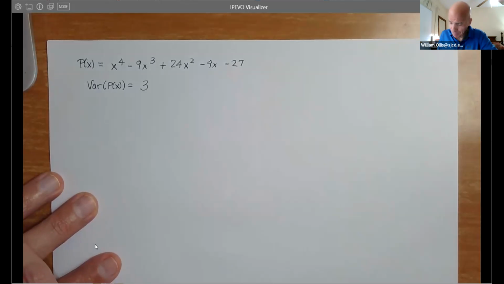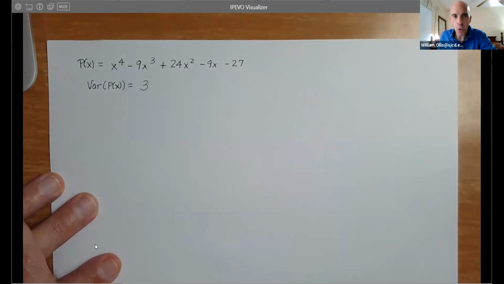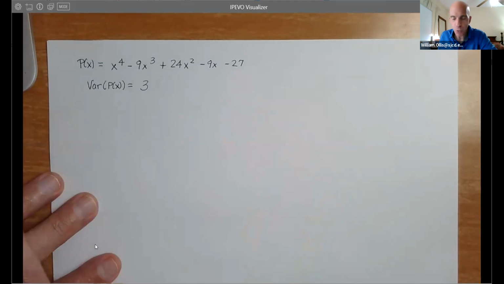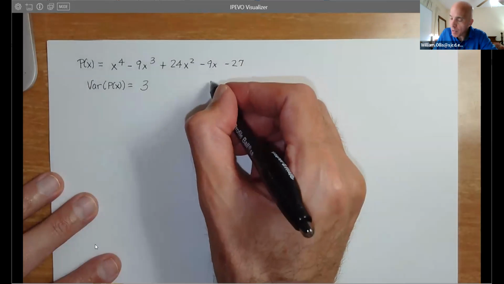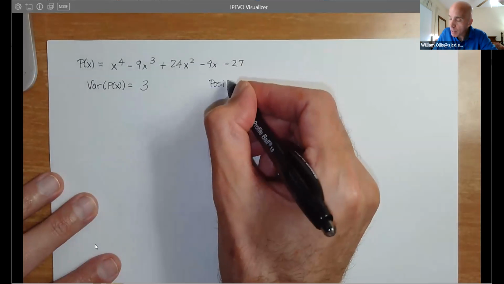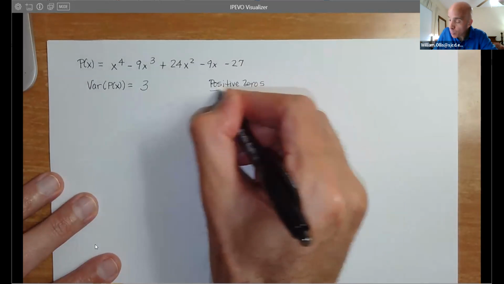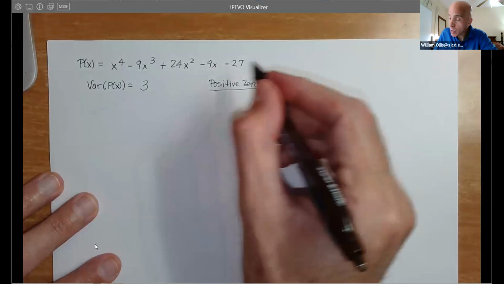And you're thinking, how did Descartes figure this out? It's a really magnificent result, but again, it doesn't have as much play with students anymore because of technology, but it's still an important result and can actually help you out quite a bit. And then now we say if we're doing WebAssign, we could say that the positive zeros, the number could be 3, or we could decrease by 2 to get 1.